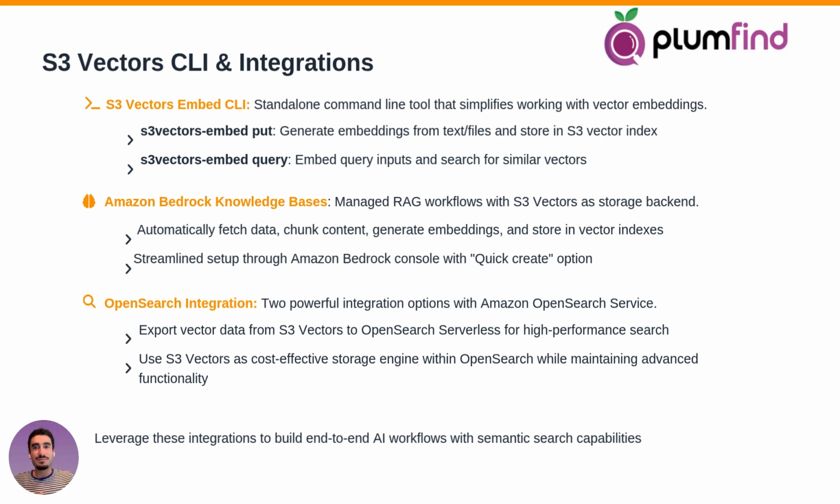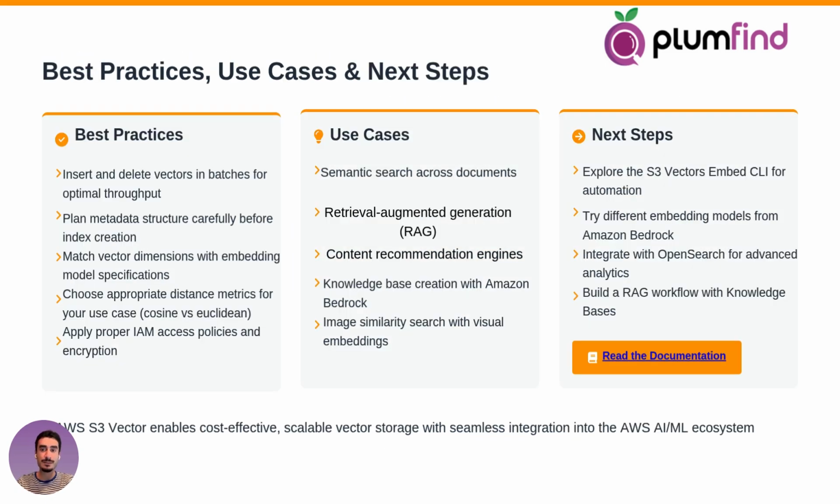For easier automation, AWS provides the S3 Vectors embed CLI, with simple commands for embedding and querying. And more importantly, S3 Vector integrates with, again, Amazon Bedrock Knowledge Bases for managed RAG workflows, and with OpenSearch for advanced search capabilities, either exporting data to OpenSearch or using S3 as a cost-effective vector backend.